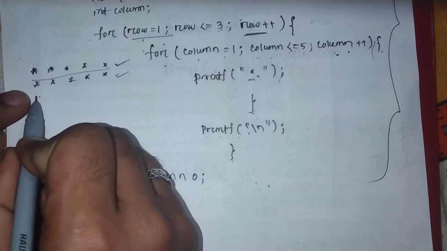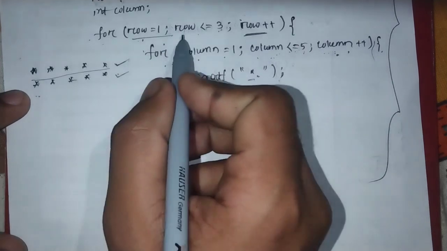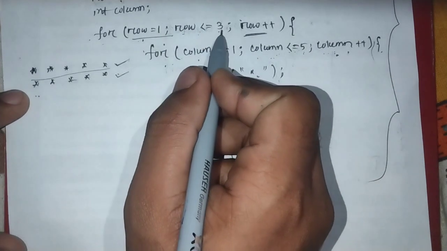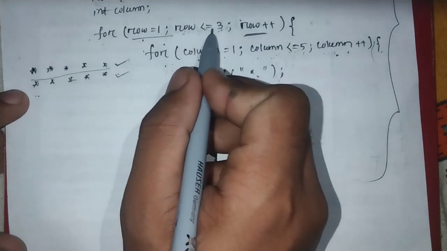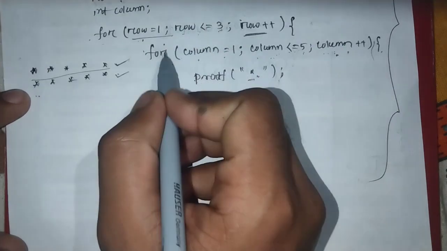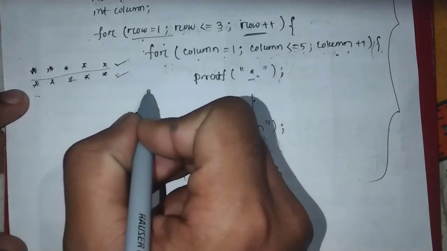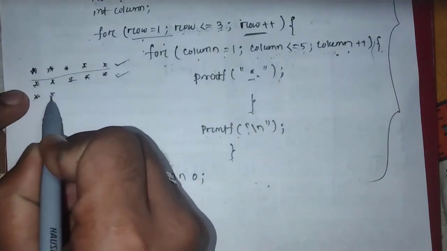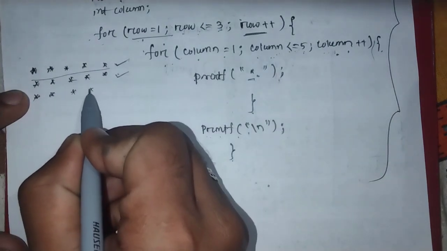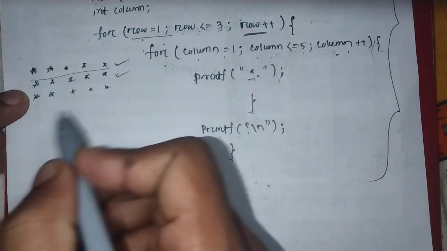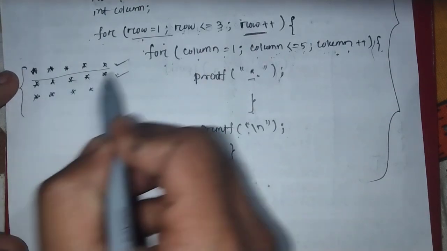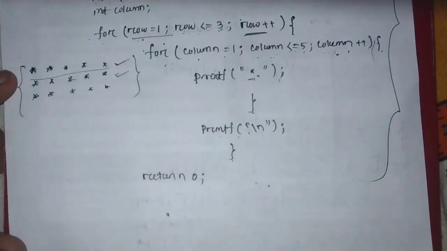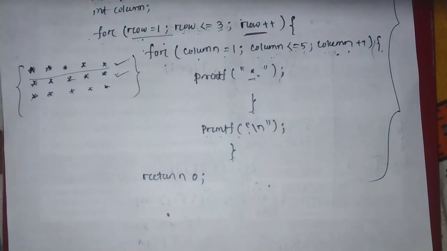Now the value of row will be 3. Is 3 less than or equal to 3? True, 3 is equal to 3. So it will do the same task for row number 3. Each element of the column will be updated as a star. So it will print the structure of this box having 3 rows and 5 columns.